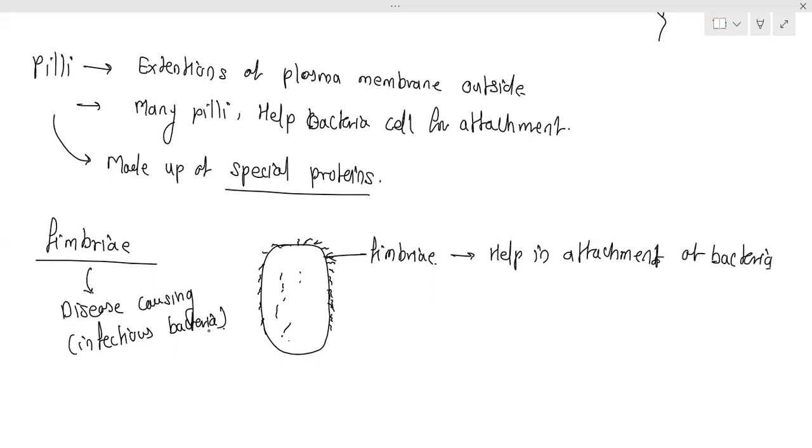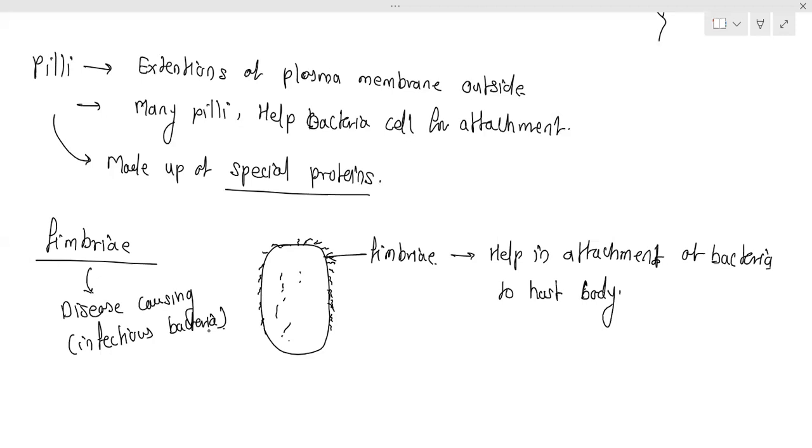The disease-causing bacteria, suppose it needs to cause disease in the patient's body, it needs to remain attached to the patient. That's why fimbriae help bacteria in that. To the host means you can consider the patient right now. Host body. Understand, right? Clear about it?